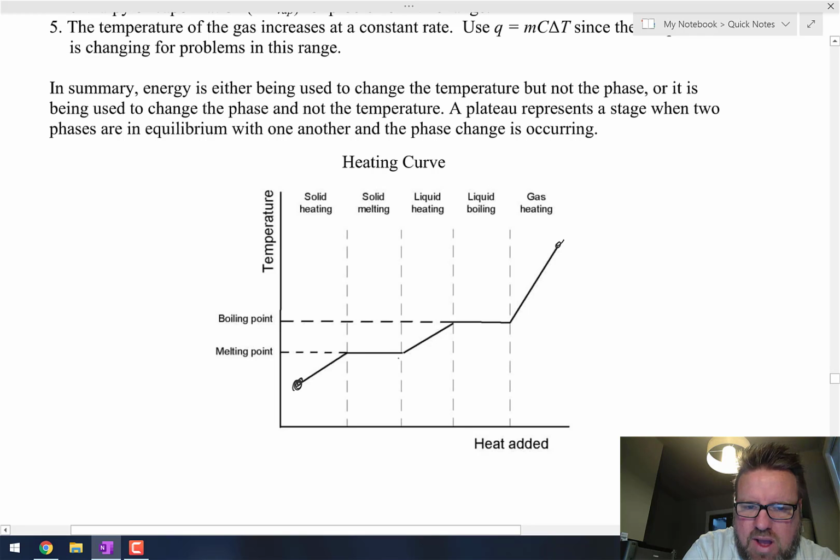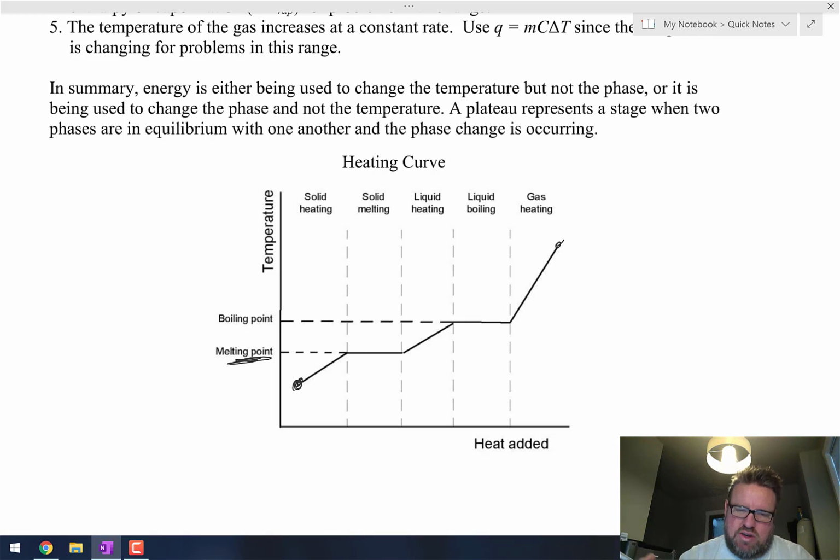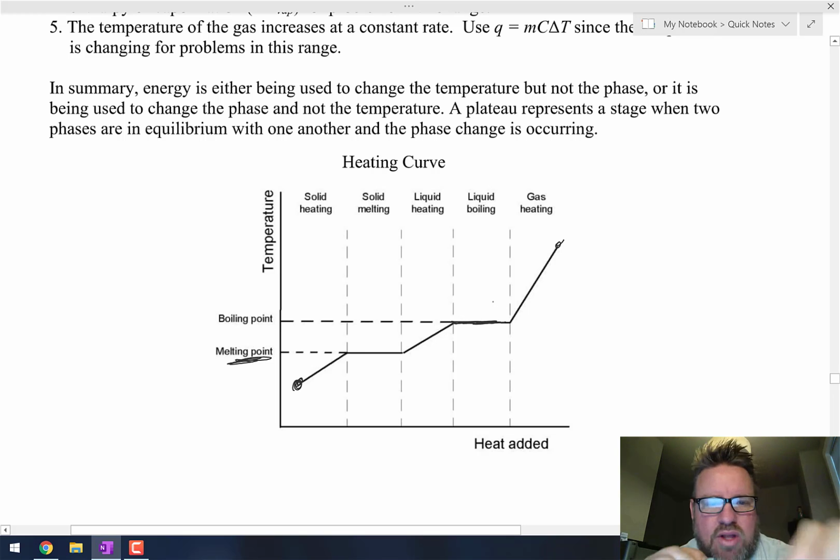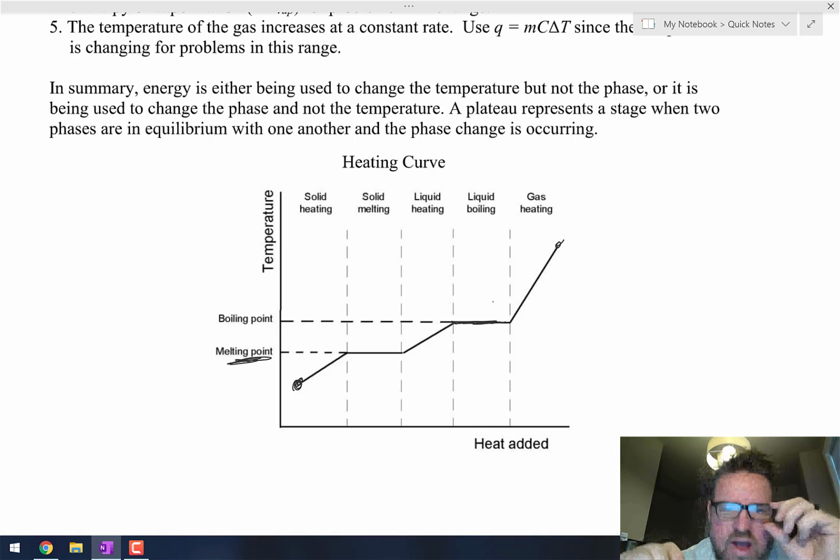The first spot where it gets flat, this spot right here, is what we refer to as the melting point. If you think about it, it could also be considered the freezing point when you're talking about a cooling curve. And then this flat part right here is what we call the boiling point. Notice that when you're at the melting point or the boiling point of a heating curve or a cooling curve, the temperature stays flat.